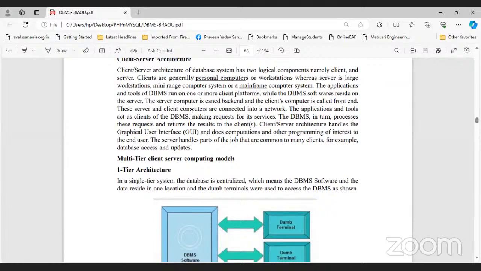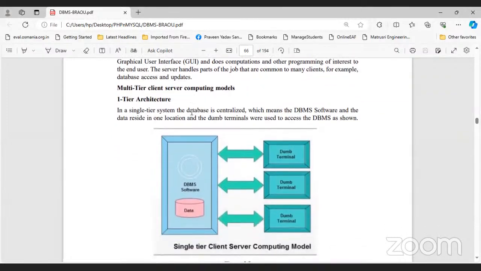Sorry for the disturbance. Here one-tier architecture means the client as well as the server is only one system. That is the one-tier architecture. DBMS software, database, single-tier client server computing model.